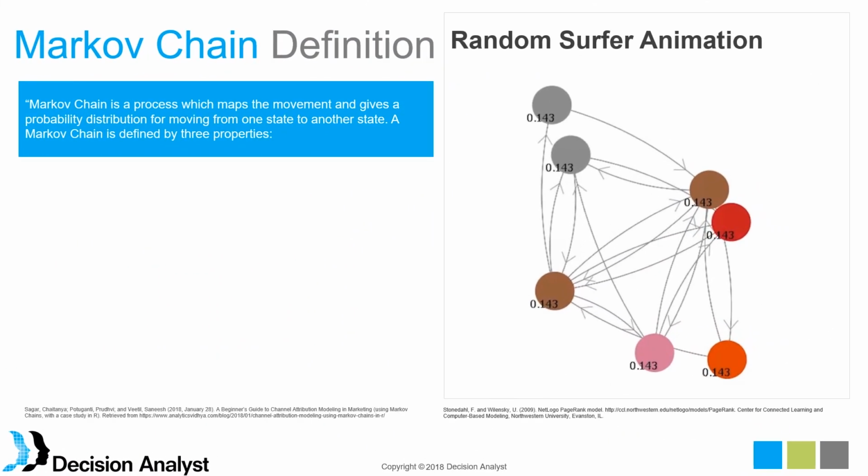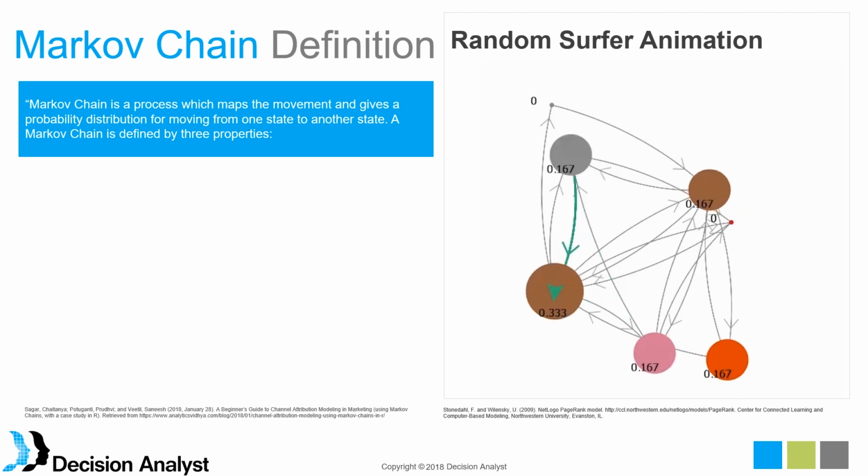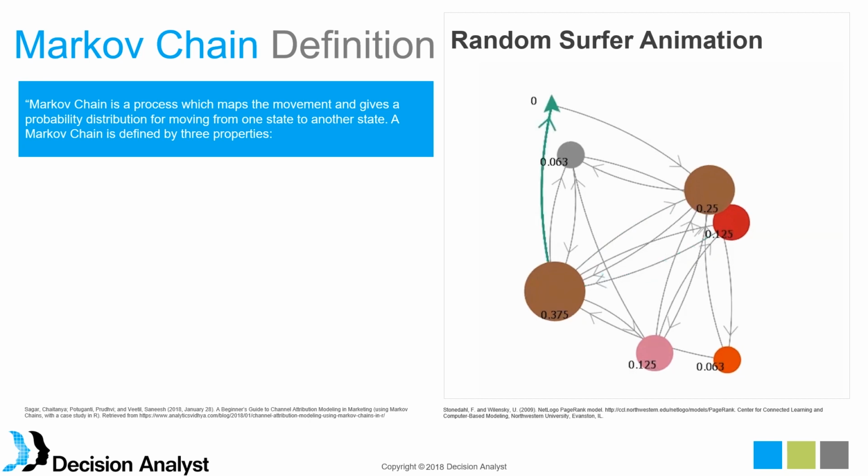To start off with, let's define what we mean by a Markov chain. It's a process which maps the movement from one state to another. The diagram here on the right demonstrates this, where a consumer is moving among these circles, which represent different locations in the journey. Think about them concretely perhaps as websites. And there's a probability that someone moves from one website to the other in this journey. And the probabilities of being on any particular website change as one goes through the journey.